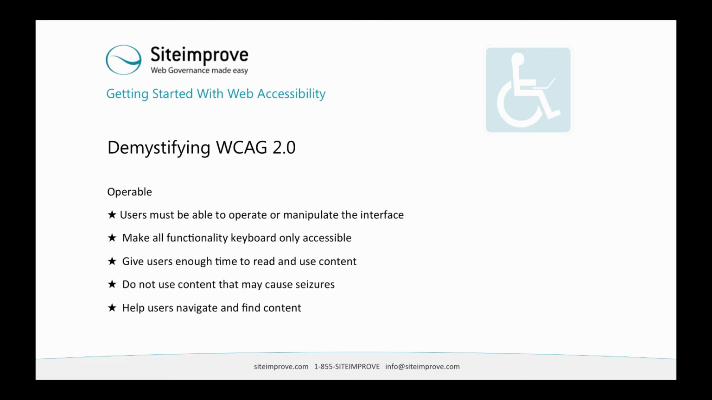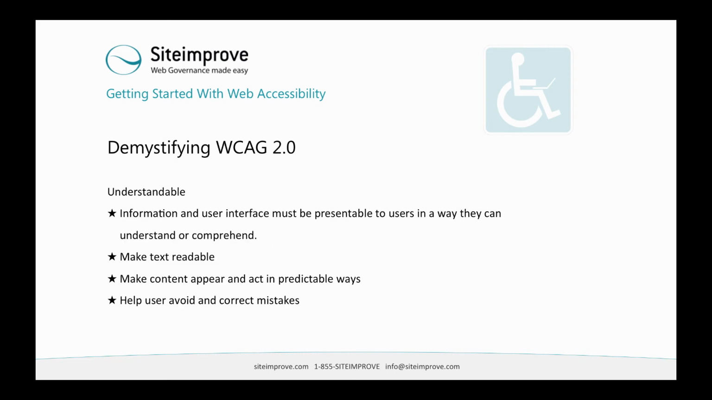Operable. Users must be able to operate or manipulate the interface. Make all functionality keyboard only accessible. Give users enough time to read and use the content. Don't use content that may cause seizures. Help users navigate and find content.